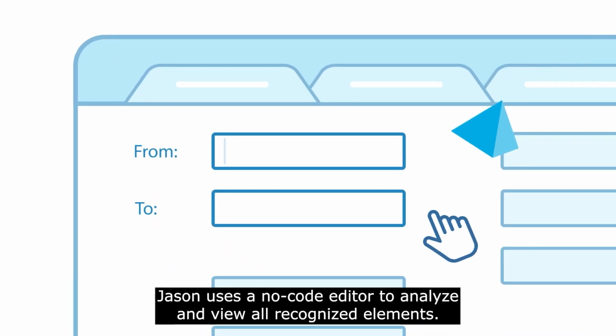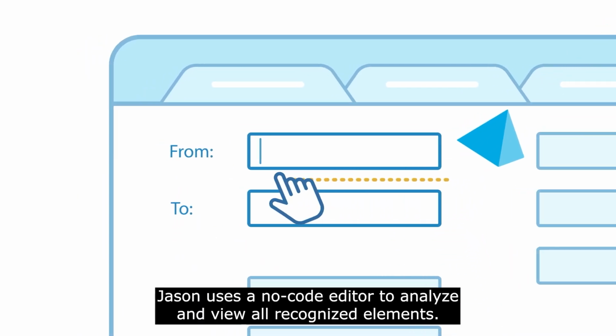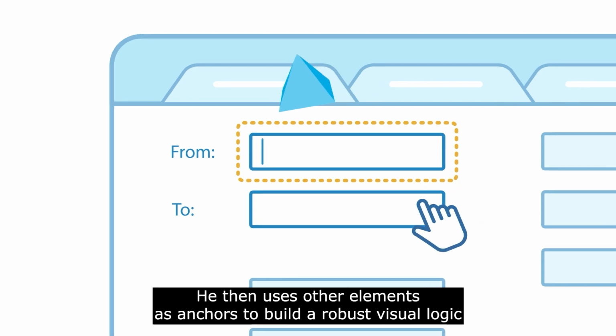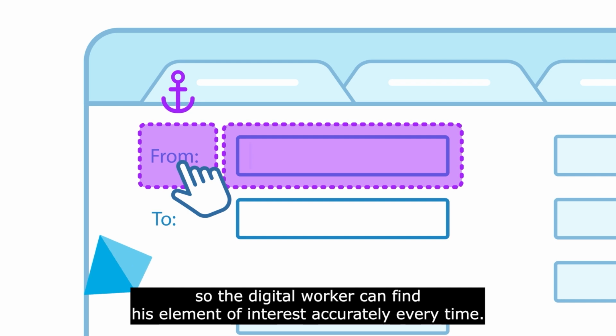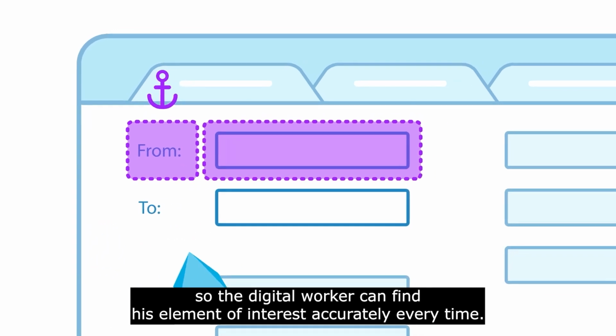Jason uses a no-code editor to analyze and view all recognized elements. He then uses other elements as anchors to build a robust visual logic so the digital worker can find his element of interest accurately every time.